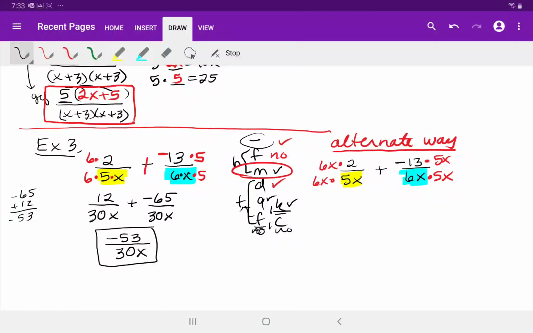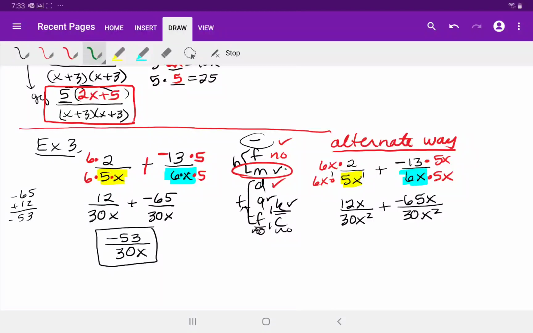This is definitely legal. Distribute the tops. That's 12x over 30x squared, because you add exponents when you're multiplying, plus negative 65x divided by 30x squared. Okay, so that's legal. Totally legal. No problem. We're still going on the steps.